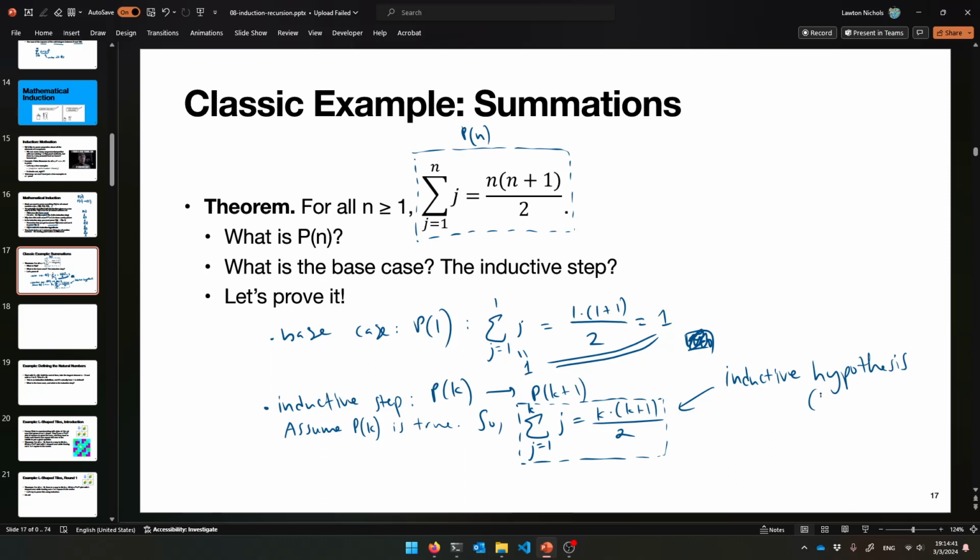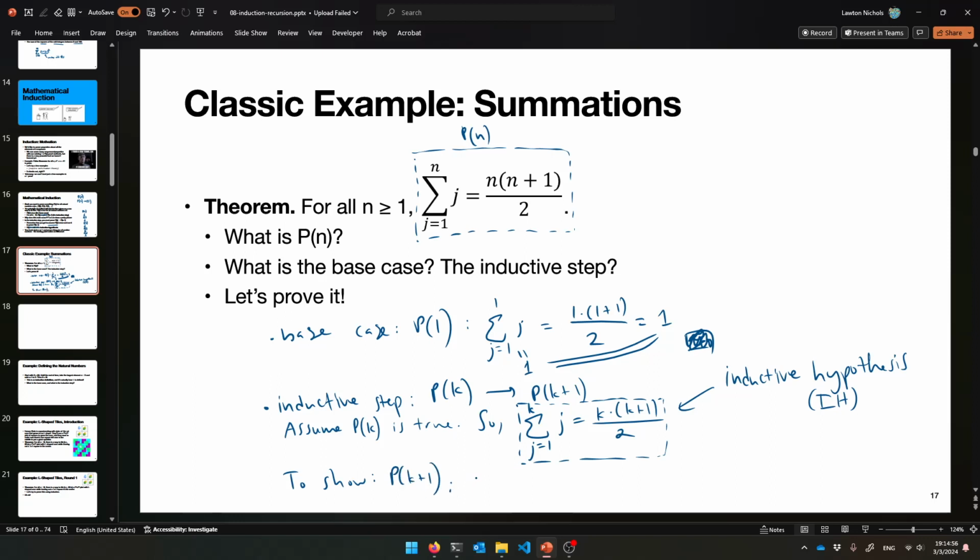Or people like to abbreviate this as IH for short. Okay? And then what we need to show now is that P of k plus 1 is true. All right? We need to show that P of k plus 1 is true. And so we need to show that the following is true.